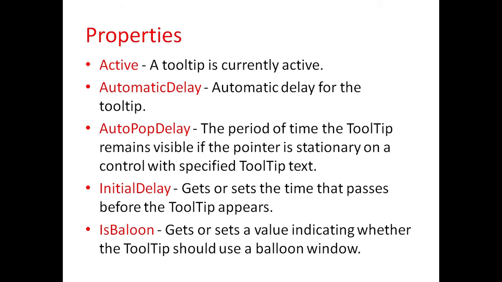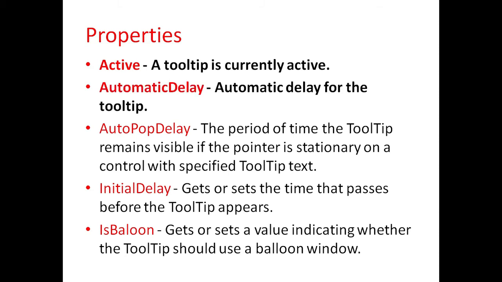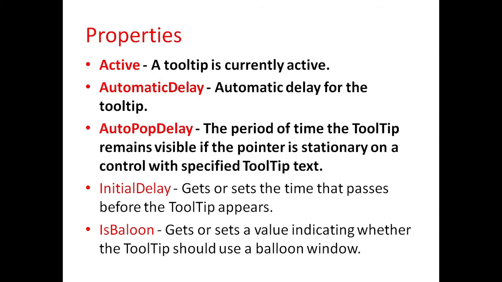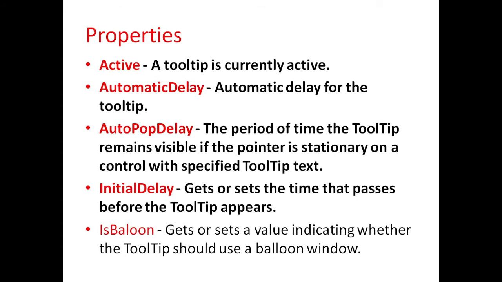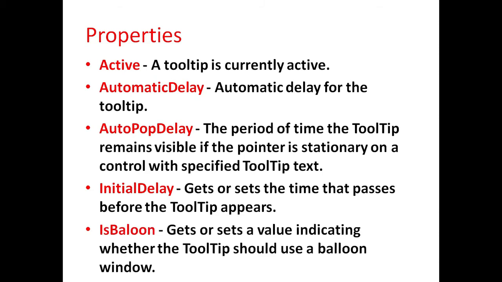Different properties for tooltip controls are: Active, which defines whether a tooltip is currently active. AutomaticDelay, which will display the automatic delay for the tooltip. AutoPopDelay, the period of time the tooltip remains visible if the pointer is stationary on a control with specified tooltip text. InitialDelay gets or sets the time that passes before the tooltip appears. IsBalloon gets or sets a value indicating whether the tooltip should use a balloon window.